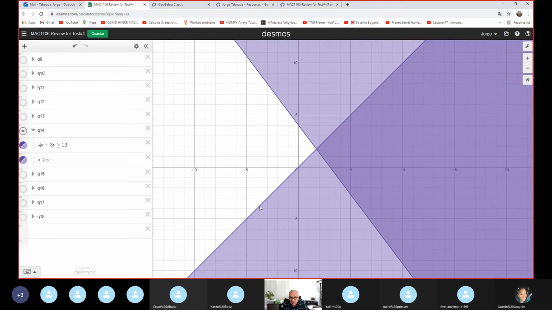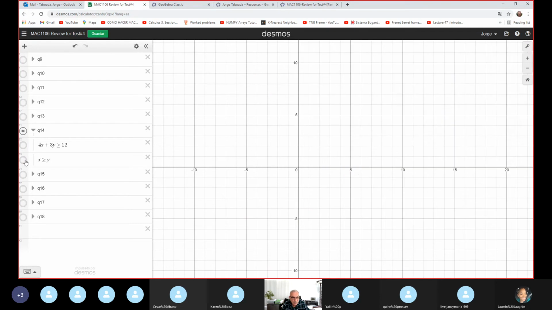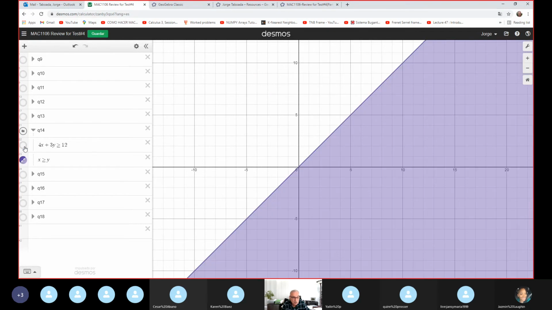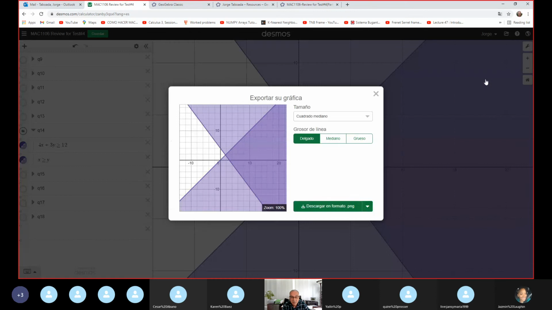And you see that the intersection is the dark region. So the solution for the first is this. The solution for the second is this. And the intersection is the solution of the system. The entire system is the dark region. End of story. Now, you click here and share the graph, export, download the image and send it back to me in the test. Okay?